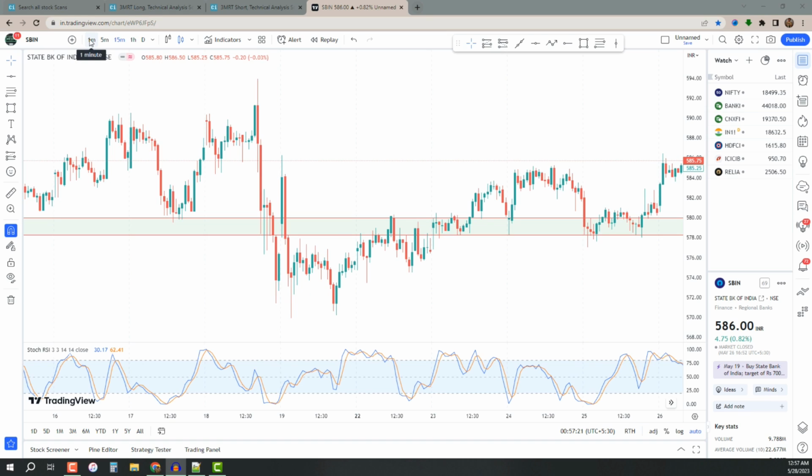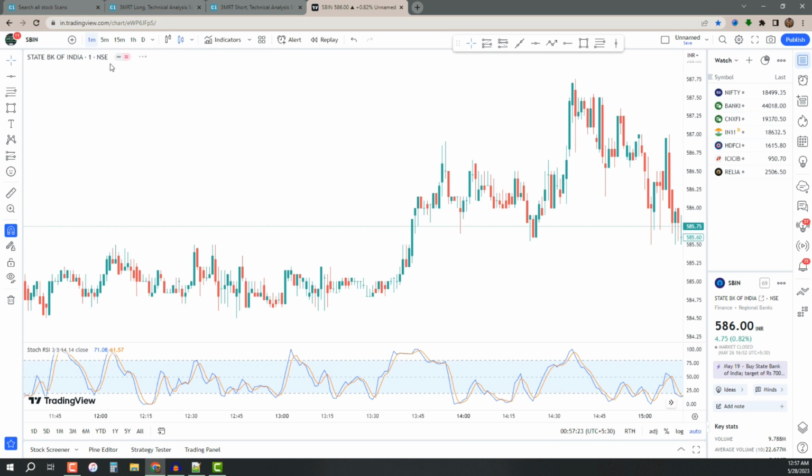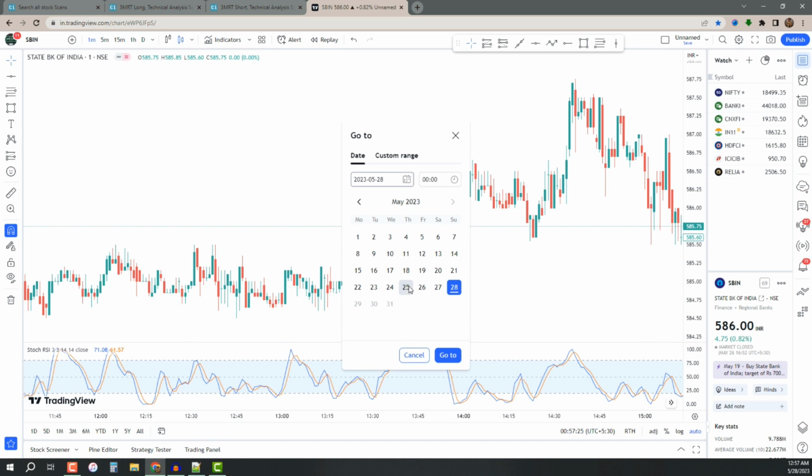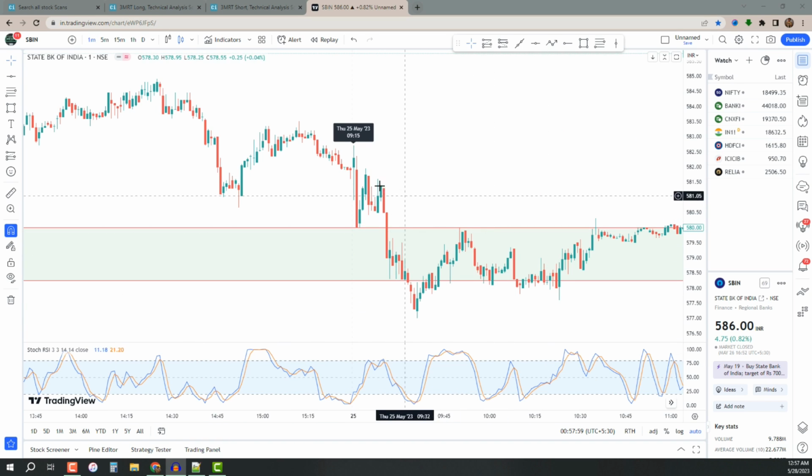Now, change the time frame to 1 minute for our entry, stop loss and exit points. Now go to 25th, wait for the price to retrace towards our support zone. Once the previous swing is broken or a new swing is formed and subsequently broken, enter the trade using the swing low as the stop loss level.